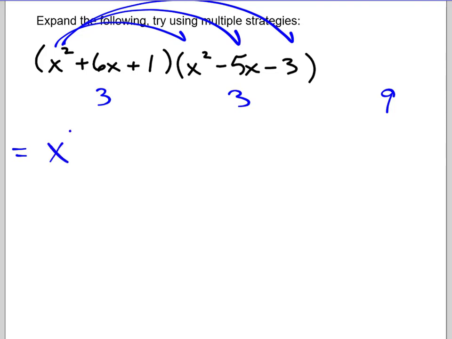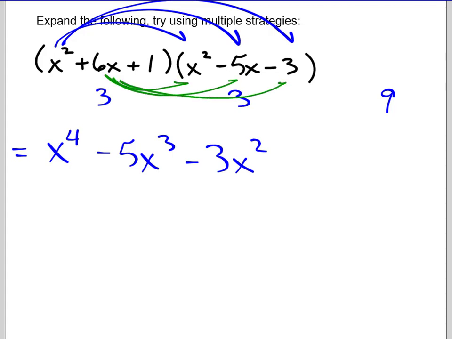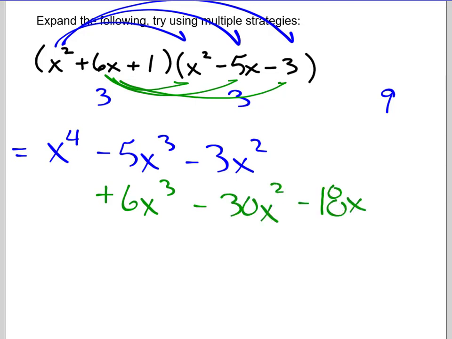X squared times x squared, x to the 4th, minus 5x cubed, minus 3x squared. There's the first expansion. Second expansion. Now I'm going to do a little tricky bookkeeping here. I'm multiplying the 6x into all of these terms. And those of you who are really comfortable might see what's happening. If you don't, that's totally okay. This is well beyond where we need to go. It's just kind of fun to explore where we can go with this stuff.